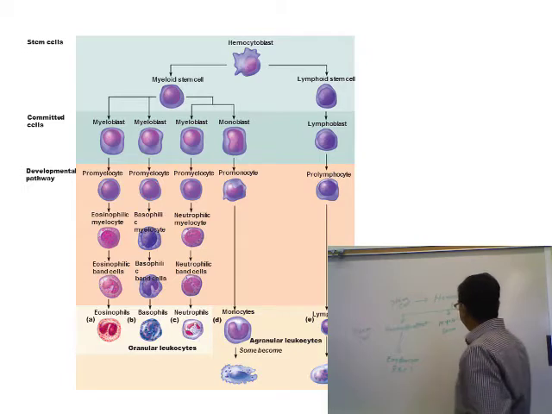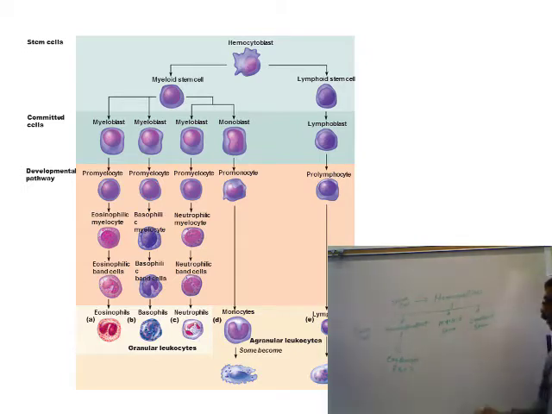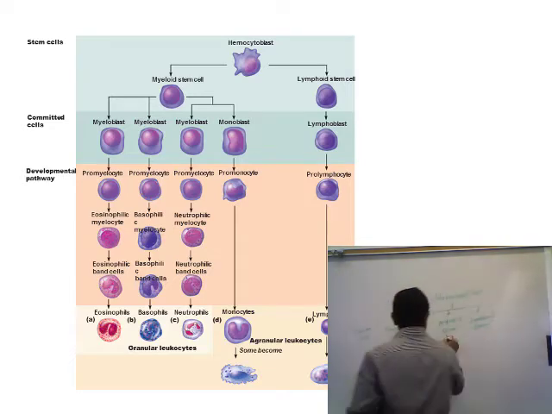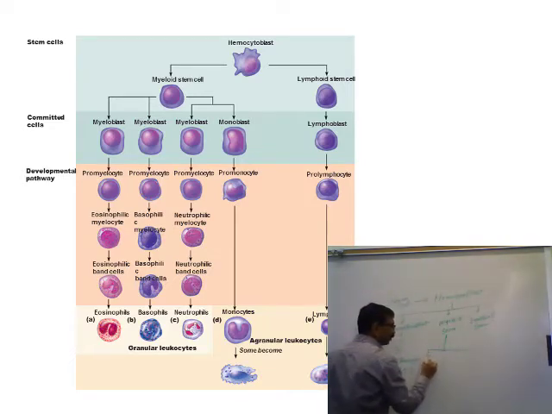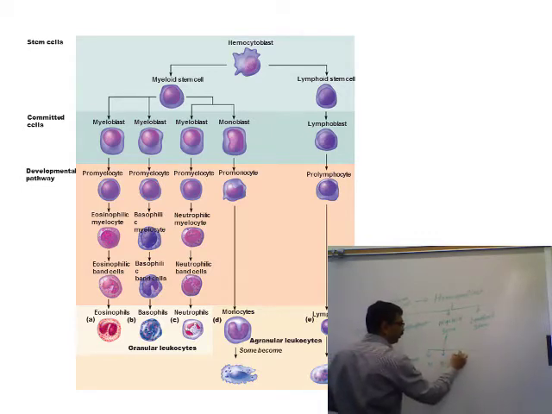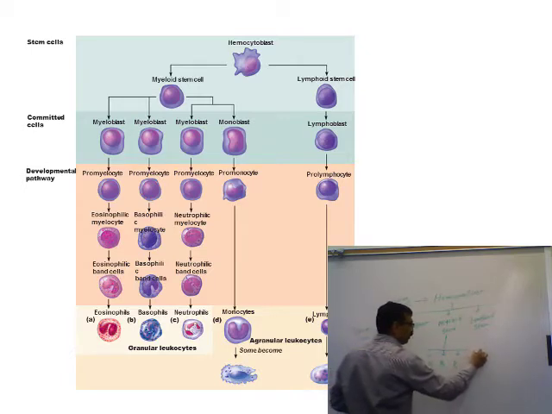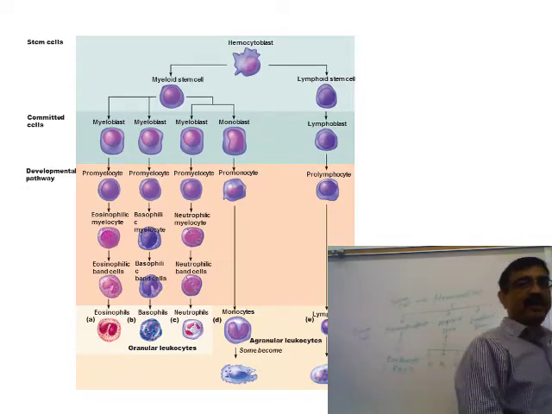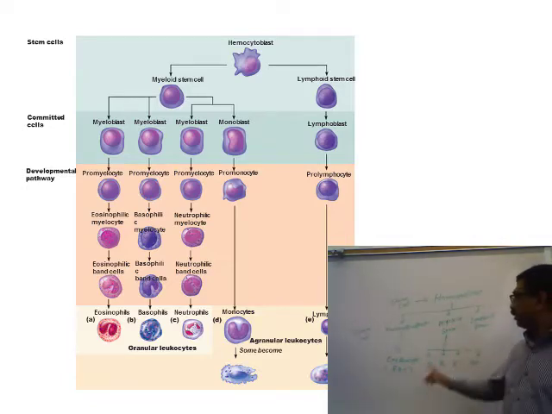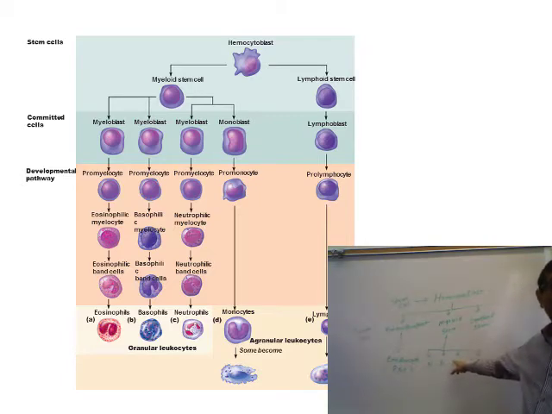Stem cells. Myeloid stem cells produce 4 different types of white blood cells: neutrophil, basophil, eosinophil, and monocyte. So myeloid stem cell produces 4 different types of white blood cells.